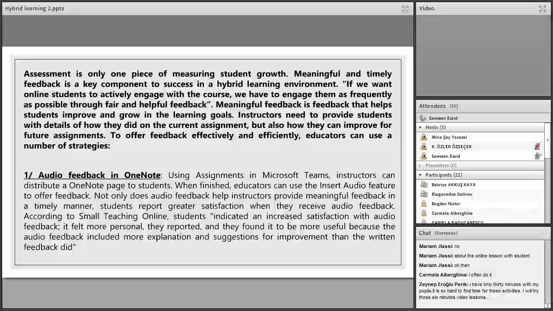For example, number one, the audio feedback in OneNote, using assignments in Microsoft Teams, so the teacher can distribute a OneNote page to students. And when finished, educators can use the insert audio feature to offer feedback. So they will hear your feedback, they will hear your voice. And this will, of course, indicate an increased satisfaction with audio feedback. Students need to know your feedback, and they need to hear you as well.